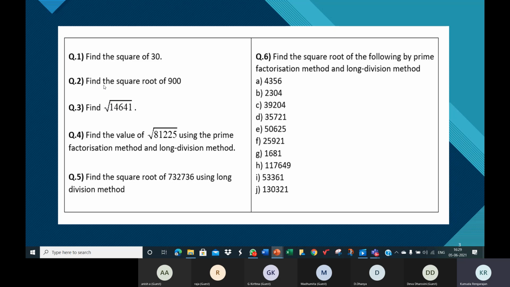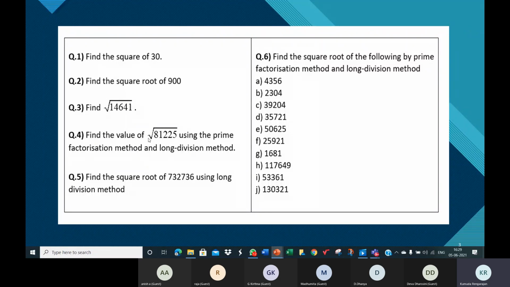Here the symbol is not used. It's given in words, the square root of. So then you should not write the symbol. You should not write find the square root of 900 again. Either it is given in words like this, or if these words are not given, then the symbol is used like this. Do we understand, children? Yes, ma'am.